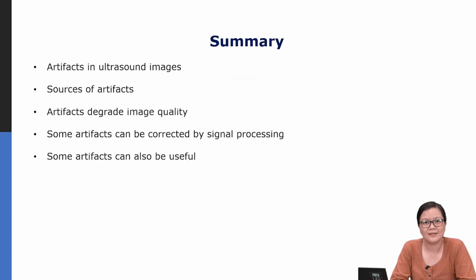So in summary, in this lecture, we have talked about different artifacts in ultrasound images, how they are formed, different types, the sources of the artifacts, and how they can degrade image quality, but can be corrected based on some signal processing techniques, some of which we will discuss in other lectures. But not all artifacts degrade image quality. Some of them can also be useful, for example in identifying cysts and identifying calcification in diseased tissue.